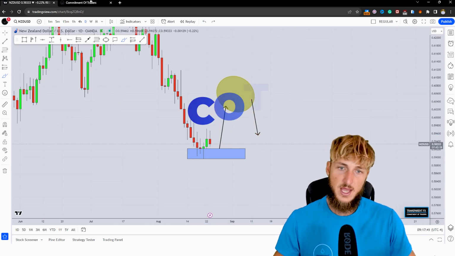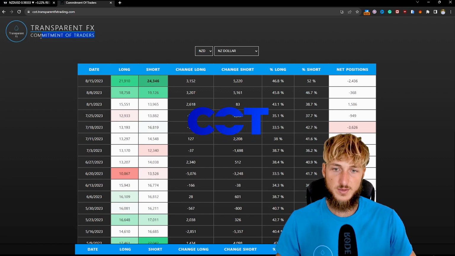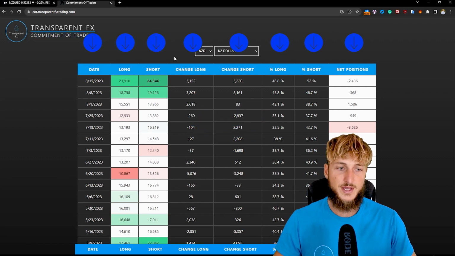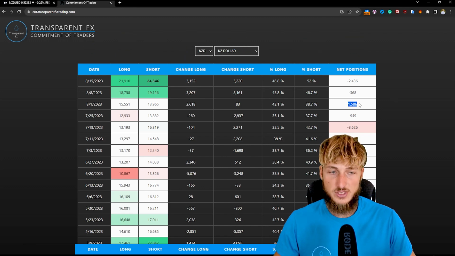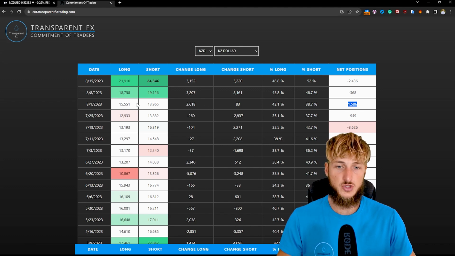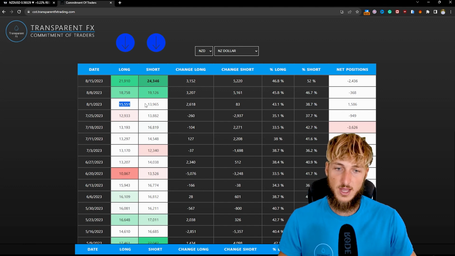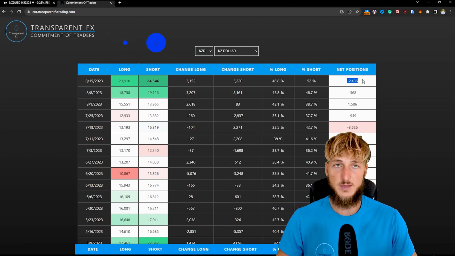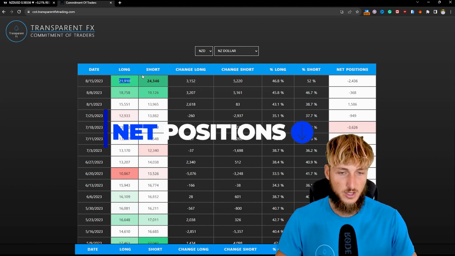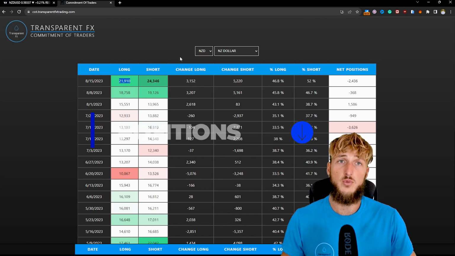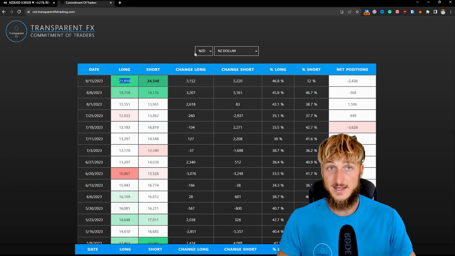away from the area. Now, if we go and see what we have when it comes to the commitment of traders, so the COT data, so what institutions are doing, we can see how with the last reports, we went from having a positive net positioning of plus 1.5k net positions with more longs than shorts. In fact, we had 15.5k longs compared to only 13k shorts, all the way down to now having a negative net positioning, so with more shorts than longs. In fact, institutions currently have 24k shorts compared to only 21k longs. So clearly they are moving now to the bearish side of the NZDUSD.